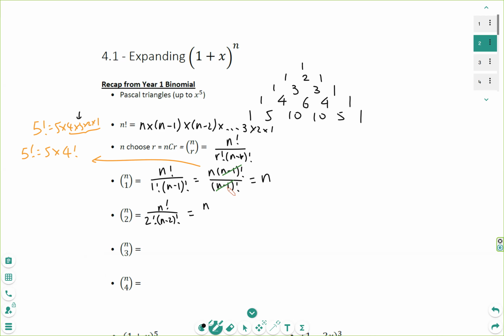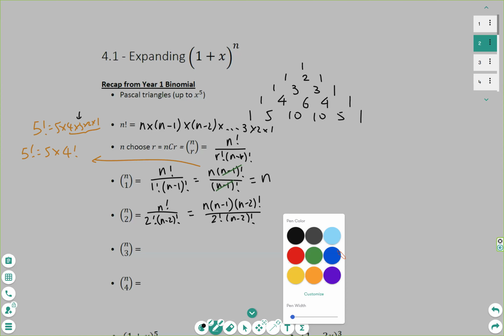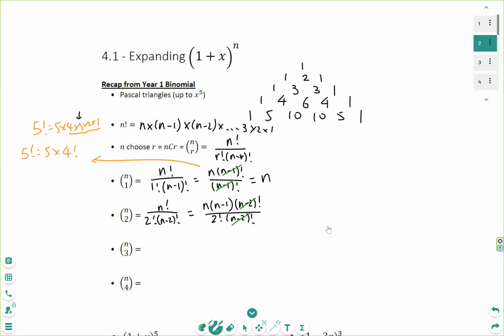So it will be n times (n minus 1) times (n minus 2) factorial over 2 factorial times (n minus 2) factorial. Then the (n minus 2) factorials cancel each other. So what does that give you? That gives you n times (n minus 1) over 2 factorial. Now leave it as 2 factorial, even though you might be thinking, oh, you're being a bit extra. 2 factorial is the same as 2 times 1.